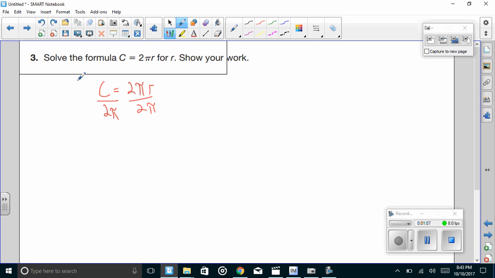What happens next is the two pi's will cancel each other out on one side, leaving you with C divided by 2 pi is equal to r. Now we've solved for r. We have r by itself. Okay, let's take a look at another example.